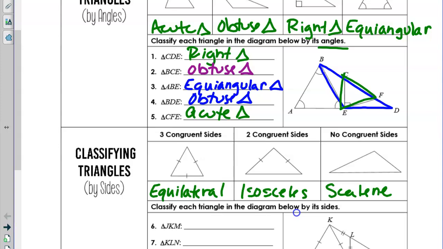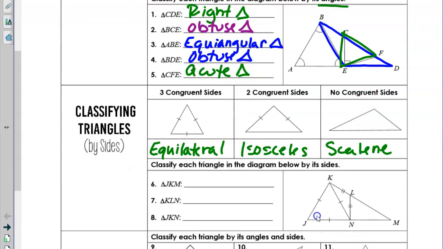So now if you look at 6 through 8, they're asking you to classify it based on its sides. Make sure that you are looking at what you're supposed to be using, and keep those word lists separate in your mind. So if we have triangle JKM, it is scalene, good, because you have no congruent sides.